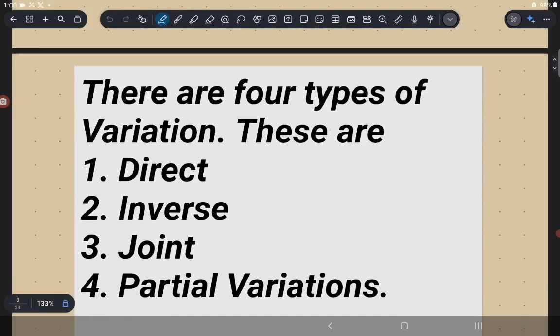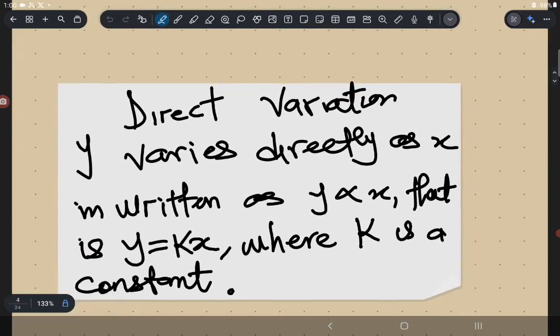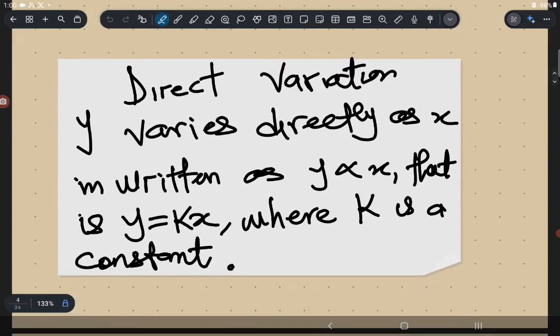There are 4 types of variation. We have direct variation, inverse, joint, and partial variation. But now we want to start with direct variation. In direct variation, y varies directly as x. It is written as y directly proportional to x, that is, y is equal to kx, where k is a constant.